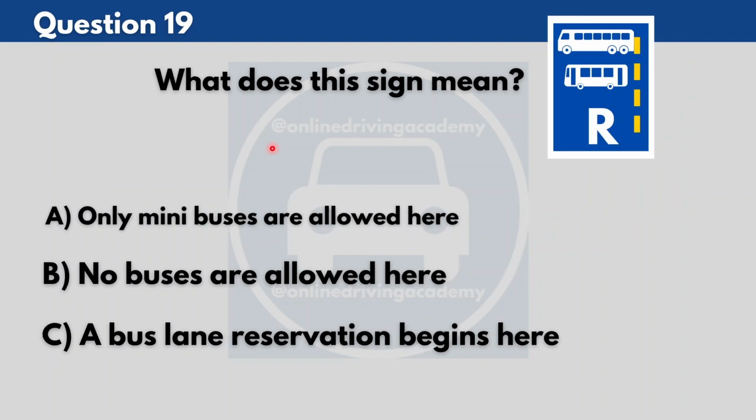Question 19. What does the sign mean? So we can see a regular length bus, we can see a minibus and the capital letter R within a rectangular shaped sign with a blue background and a white border. So is it option A, only minibuses are allowed here? Is it option B, no buses are allowed here? Or is it option C, a bus lane reservation begins here? Correct answer will be option C.